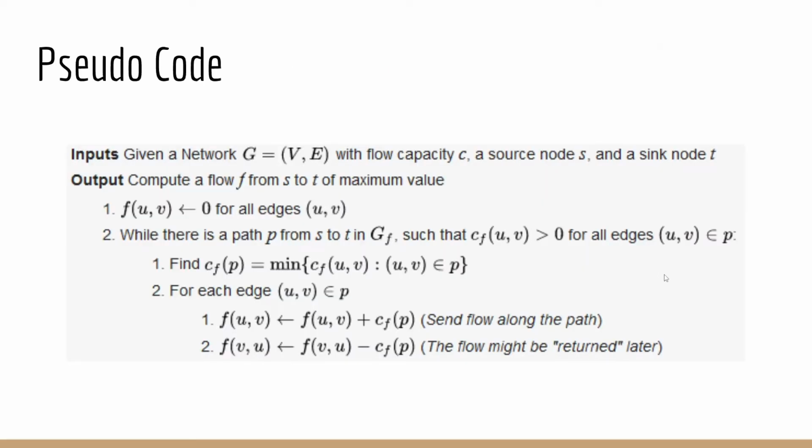Here's some pseudocode going over the algorithm. Same idea. Inputs: given a network G equals (V, E) with flow capacity C, a source node S, and a sink node T. And the output is computed flow F from S to T of maximum value.